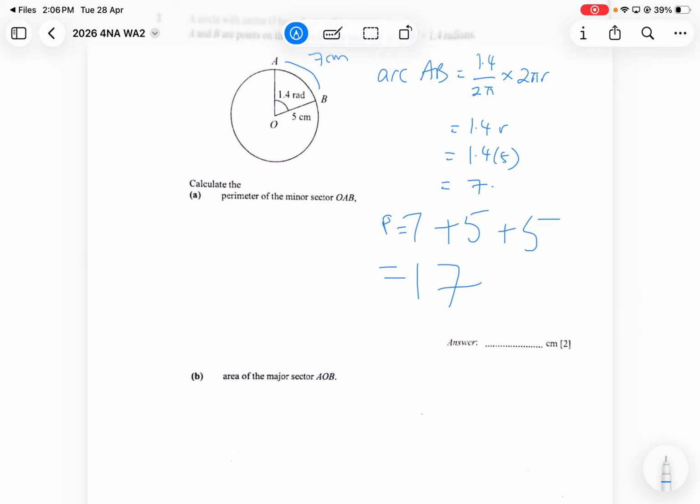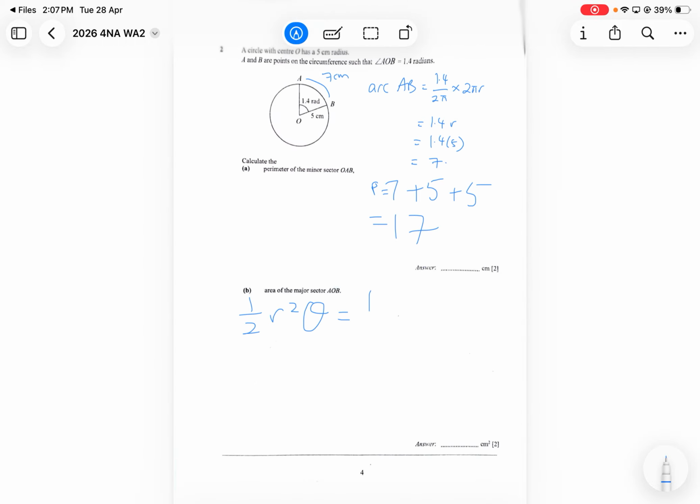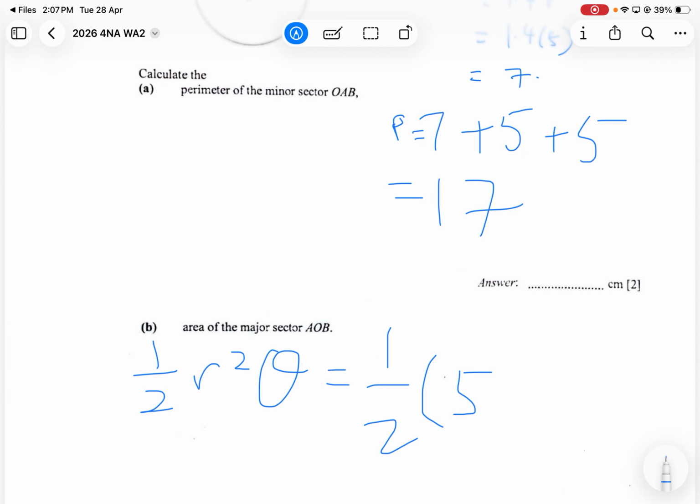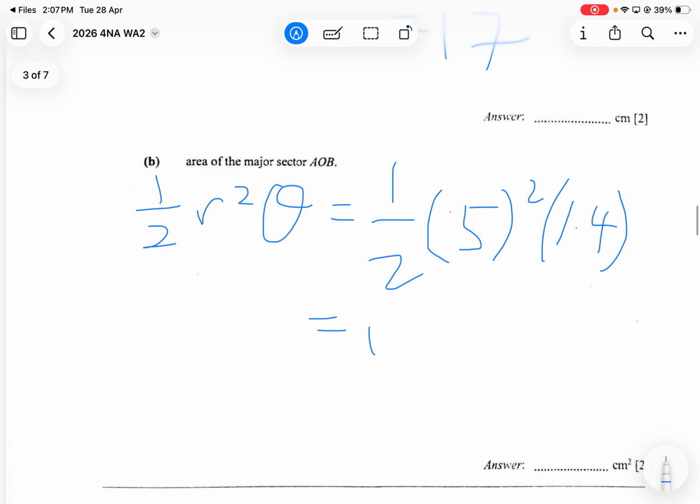Area of major sector. For the major sector, I can find the minor sector first, then take the entire circle minus the smaller sector. Okay, so area of minor sector is half r square theta, equals half times 5 square times theta. Theta is 1.4, equals 17.5. This is the minor sector.